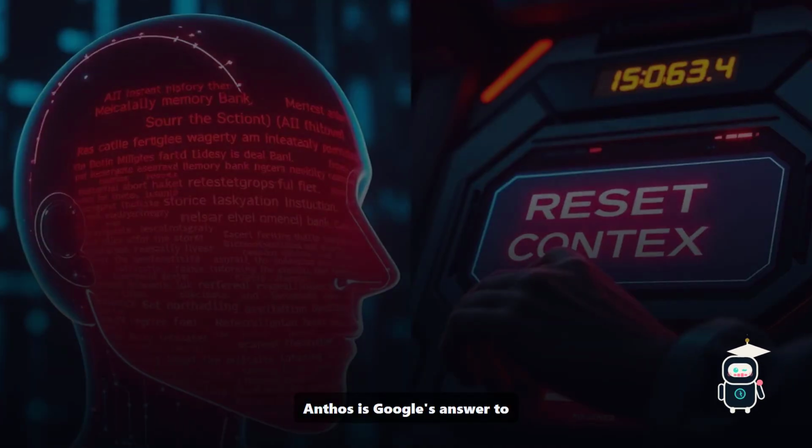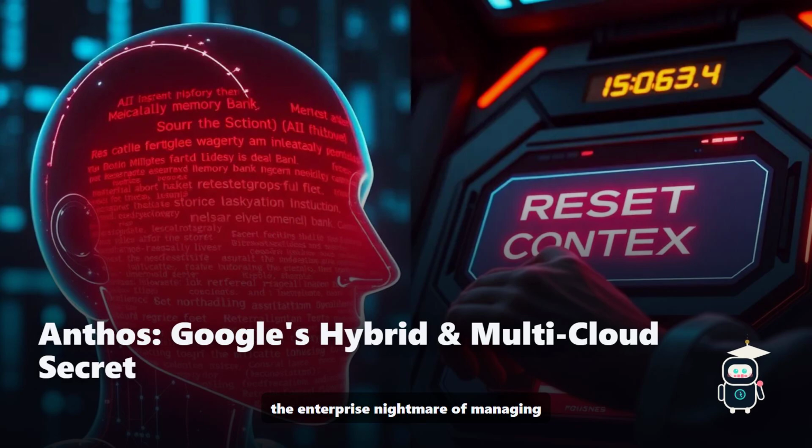Anthos is Google's answer to the enterprise nightmare of managing clusters everywhere, your rack, GCP, even AWS. It gives you one Kubernetes dashboard, one policy engine, one way to deploy. That's why banks and retailers trust it for hybrid. We'll unpack Anthos in detail later in this series, but for now, just know, it's the bridge between your world and Google's.